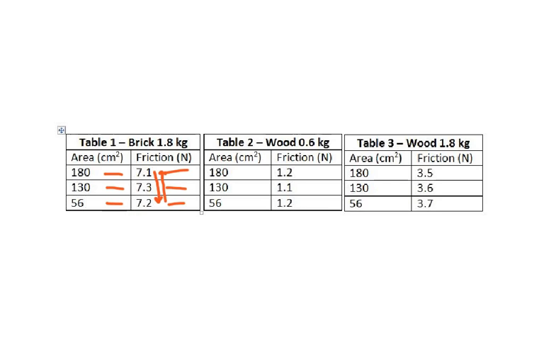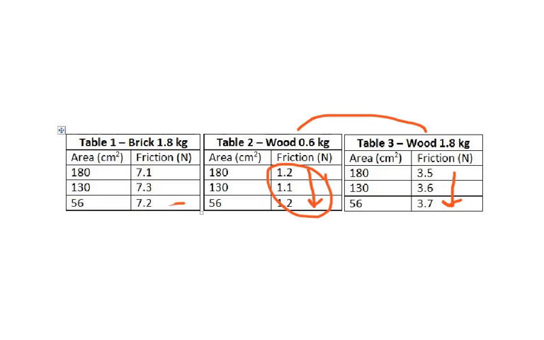Take a look at the two woods as well, the wood 0.6 and the wood 1.8 kilograms. As we take a look at that data, again, is there a clear trend? Does the data clearly go up or down as you change from one surface area to another? It appears that the 1.8 does go from 3.5 to 3.6 to 3.7, so it is increasing in the same general area, but not changing a whole lot. The wood 0.6, that data is going up and down, so there is no clear trend there.